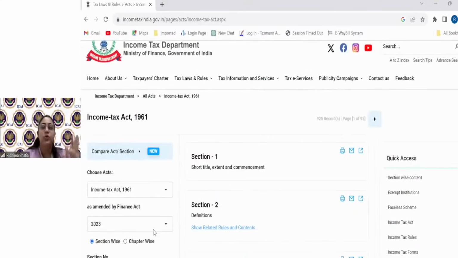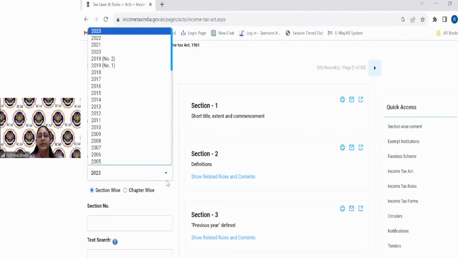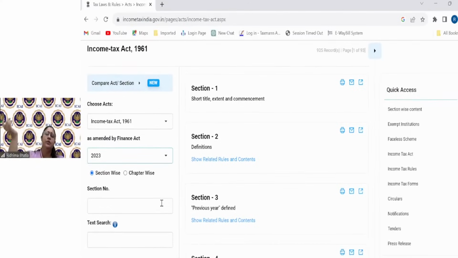अब यहाँ पे act as a book नहीं मिलेगा, act as a different section मिलेगा. Remember, whenever you are selecting Income Tax Act, write Income Tax Act 1961 as amended by the Finance Act 2023. The latest Finance Act you have to see. If you want to see some other act or some other amendment of the Finance Act, you can go there.